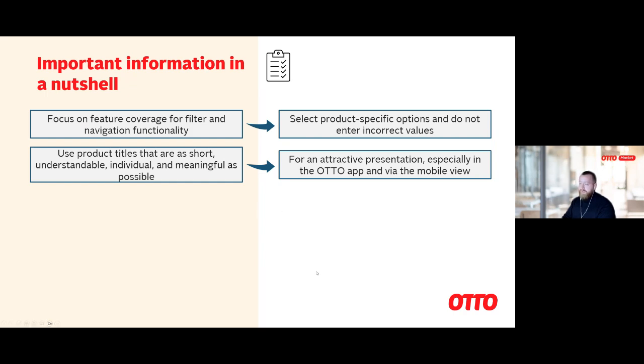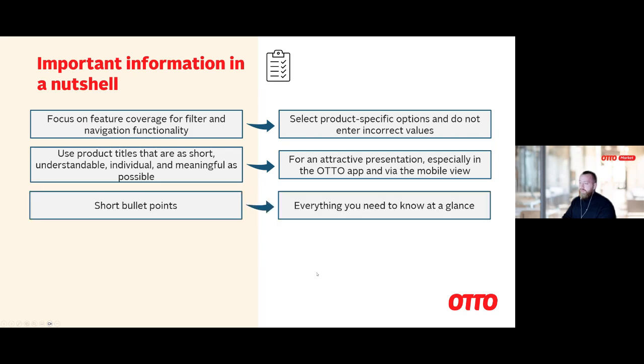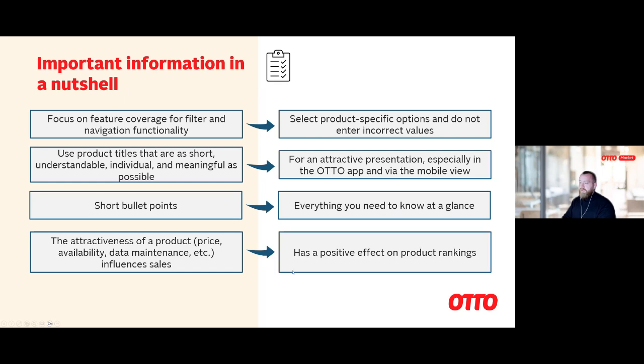And another very important aspect are the bullet points, of course, as they are used to quickly give customers an overview of product details at first glance. You also want to try to keep bullet points as informative as possible, while again making sure they're not too long or too extensive. And last but not least, of course, the attractiveness of a product influences its sales. So make sure to always keep an eye on pricing, availability, and also data maintenance.